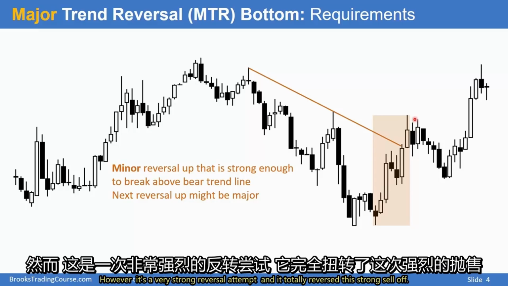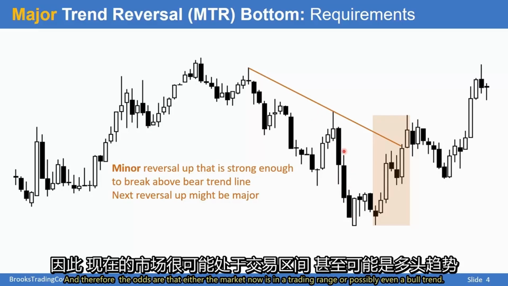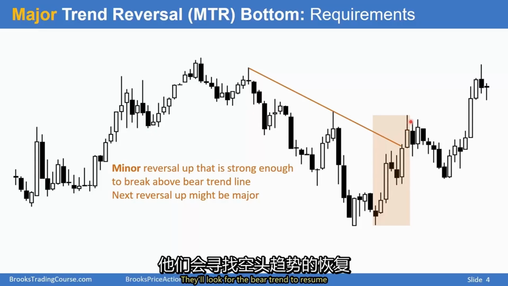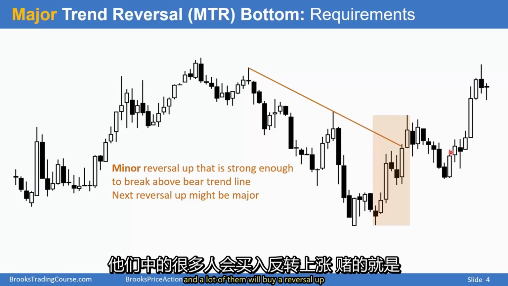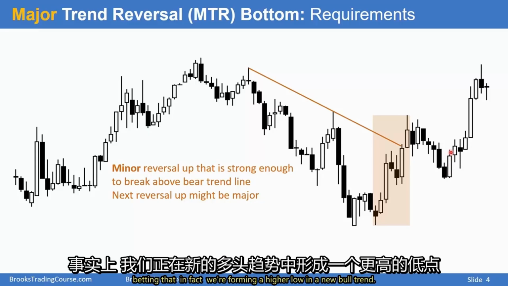However, it's a very strong reversal attempt, and it totally reversed this strong sell-off, and therefore the odds are that either the market now is in a trading range or possibly even a bull trend. They'll look for the bear trend to resume, and a lot of them will buy a reversal up, betting that, in fact, we're forming a higher low in a new bull trend.